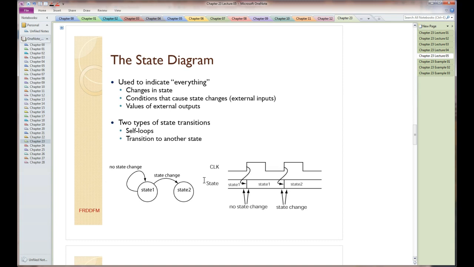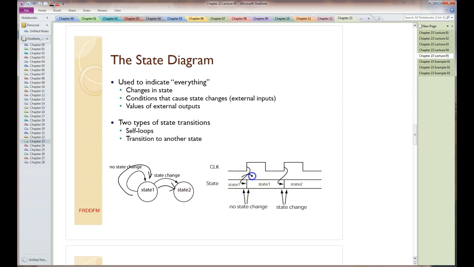A state diagram essentially is used to indicate everything about the state machine, particularly changes in state and what causes those changes in state. And also, you'll see it later, it lists the output variables. Two types of synchronous transitions; we'll actually run into an asynchronous one later. The two types of transitions are a self loop, which essentially means that it stays in that given state, so whatever is in the state registers does not change, or it goes to another state, and when it goes to another state, the values in those state registers necessarily change.